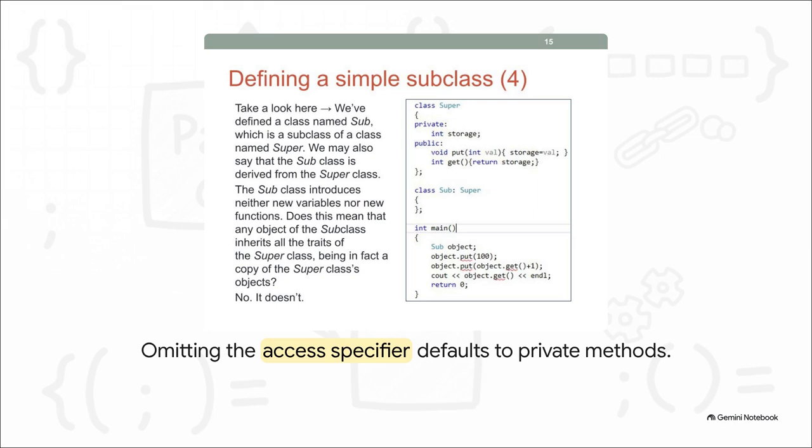If you define class Sub : Super, completely omitting the word public before Super, it immediately defaults to private inheritance. The very second you try to compile this code and call a method like object.put100 in your main function, you're going to get compilation errors shouting that the methods are inaccessible. So please, always declare your access specifiers.